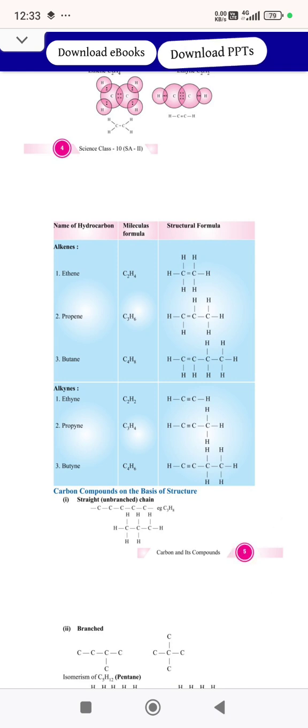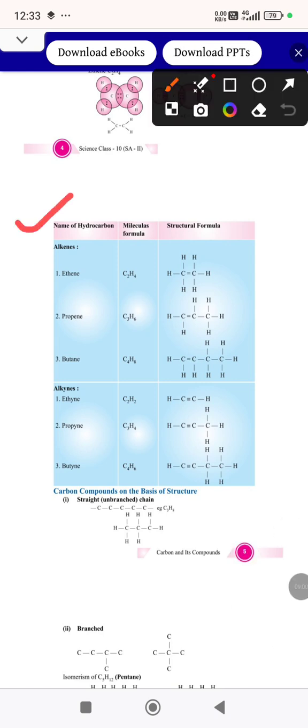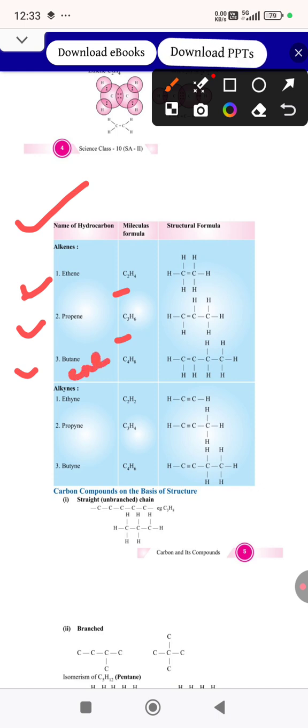Now the names of hydrocarbons for alkenes. Ethene means it contains 2 carbon. Propene means it contains 3 carbon. Butene means it contains 4 carbon, and their structural formula contains a double bond in between here and here, and H placed here and here. So C4, the arrangement of 4 is like this.